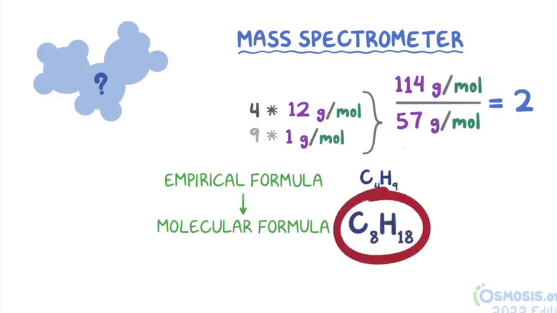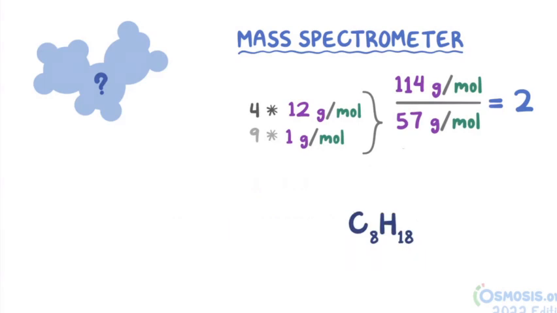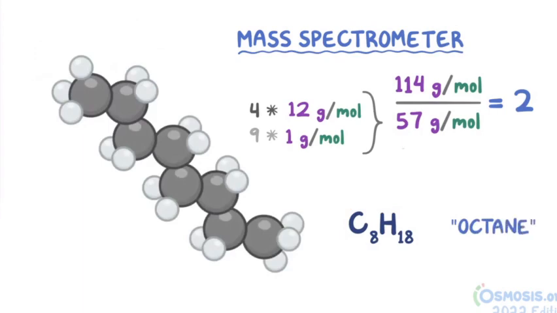This molecular formula tells us the true structure of the molecule. C8H18 is a molecule called octane. Drawing out the 8 carbon atoms and 18 hydrogen atoms, we can see how these different atoms covalently bond together to form a molecule.